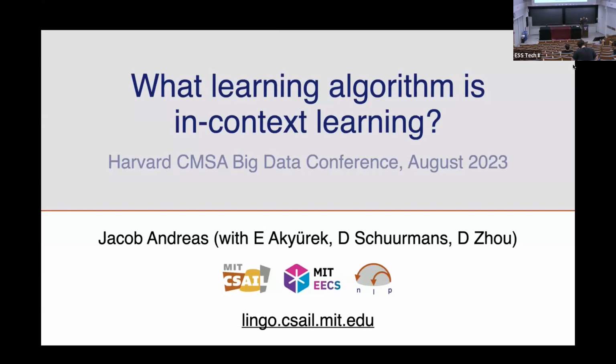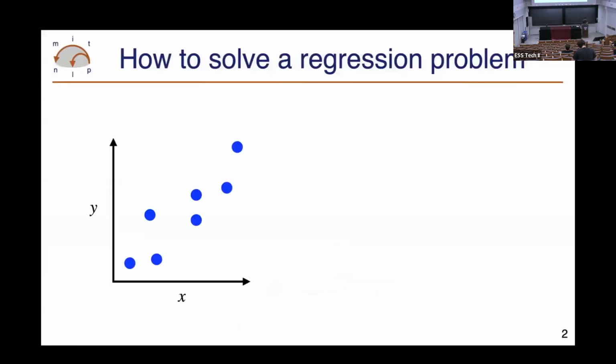Hi, everyone. I'm Jacob. I work on mostly natural language processing at MIT. Today, I'm going to be talking about something a little different, which is the worst possible way to estimate the parameters of a linear model, and what this can teach us about modern NLP systems and language generation systems. Here we go.